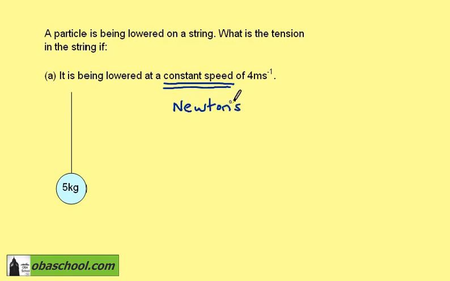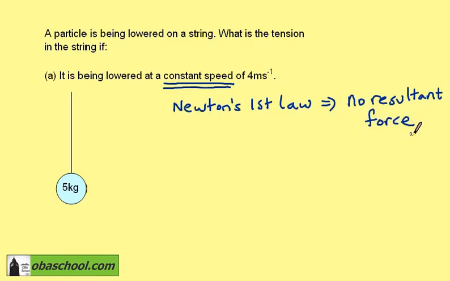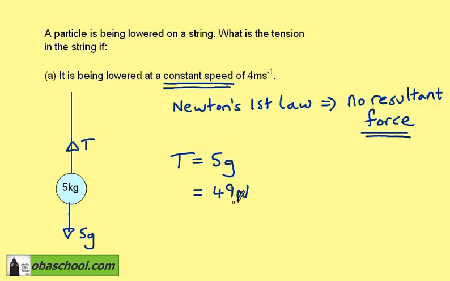Newton's first law tells us that if the speed is constant, then the forces must be in equilibrium. In other words, there is no resultant force acting on this particle. The forces acting on the particle are its weight, 5 times gravity, and the tension in the string. And we know here that they must be equal, so T is equal to 5G, and taking G equal to 9.8, this gives us 49 newtons.